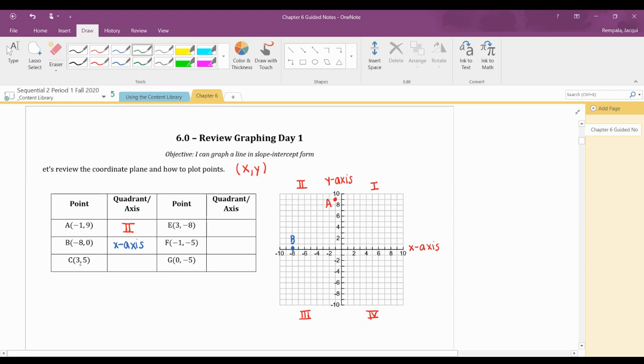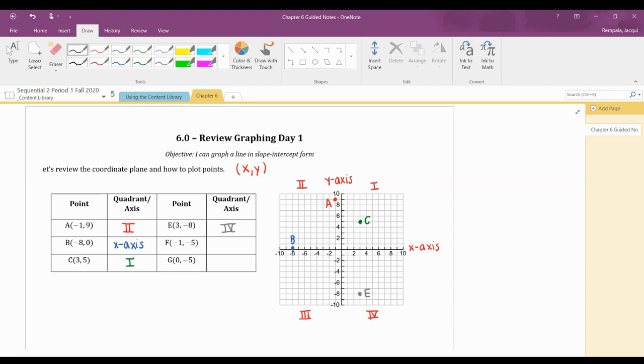If I'm looking at point C, which is at 3, 5, so from the middle, which we call the origin, I'm going to go 3 to the right, and then I'm going to go 5 up. I'm going to plot my point. I'm going to call that point C. Notice how that is within the first quadrant. We then have point E over here at the top. We got 3, -8. So from the origin or the middle, we go over 3 to the right, and then down to -8, plot our point, that is point E. Notice that is within the 4th quadrant.